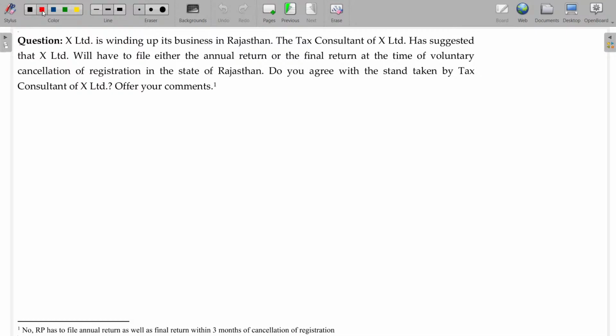X Limited is winding up its business in Rajasthan. The tax consultant of X Limited has suggested that X Limited will have to file either the annual return or the final return at the time of voluntary cancellation. In case of voluntary cancellation, the final return should be submitted, and the annual return should also be submitted. That's a separate one, where you have the income statement and expenditure also in the annual return. The final return is totally different, where you have to quote your input stock available for refunding the ITC available. So there is no option, you have to file both. Clear?